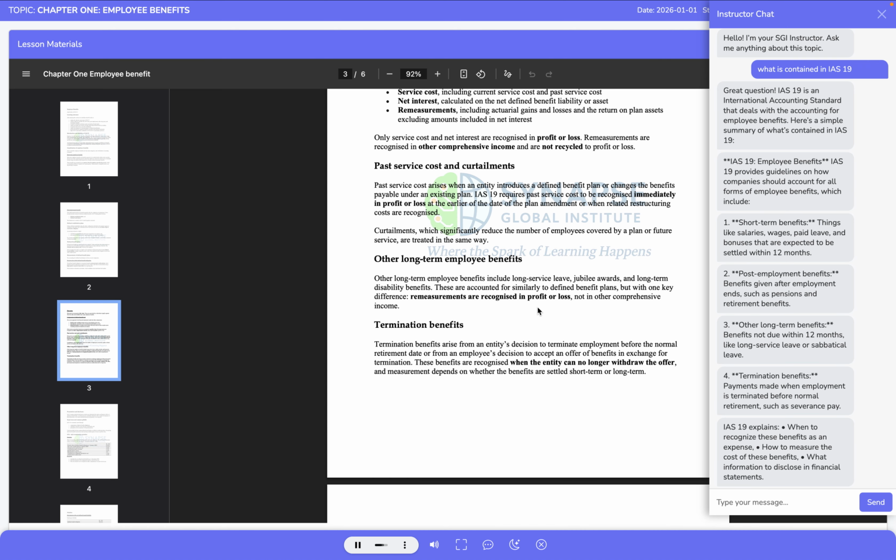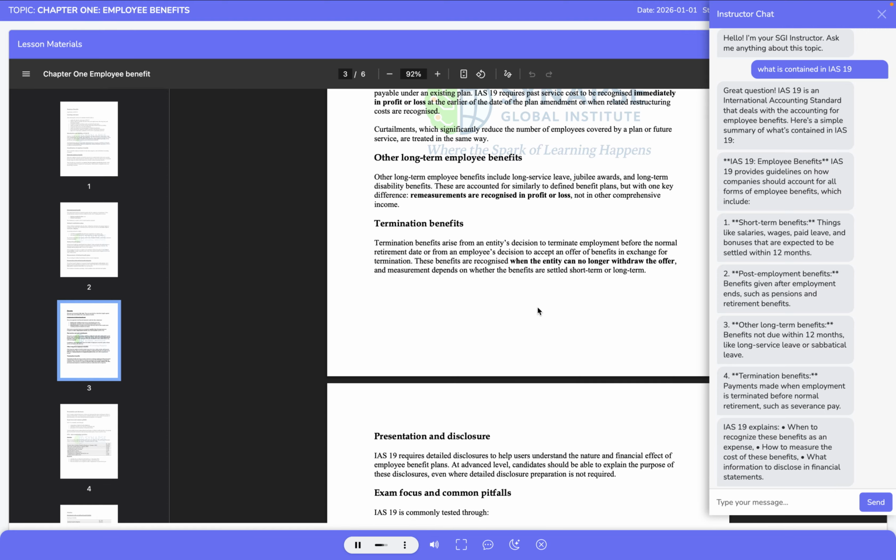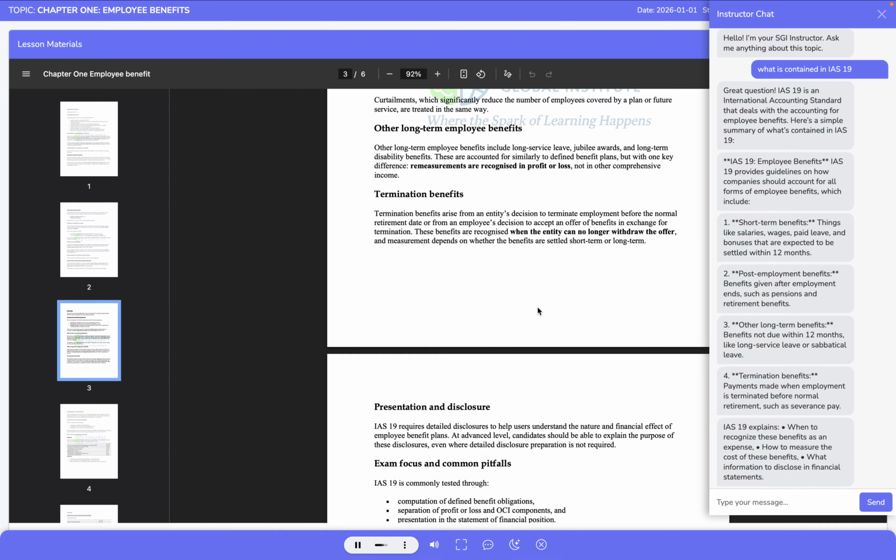Finally, termination benefits arise when an entity decides to terminate employment before normal retirement, or when an employee accepts benefits in exchange for termination. These benefits are recognized when the entity can no longer withdraw the offer, and measurement depends on whether the benefits are short-term or long-term.